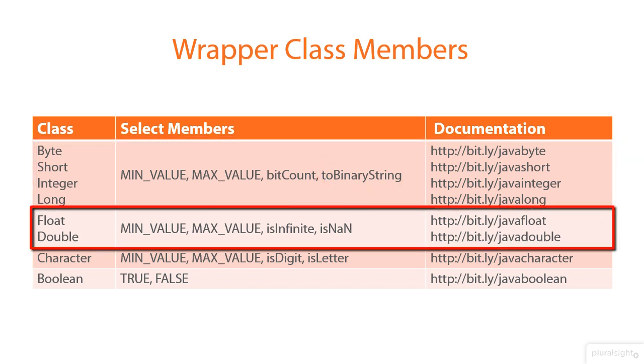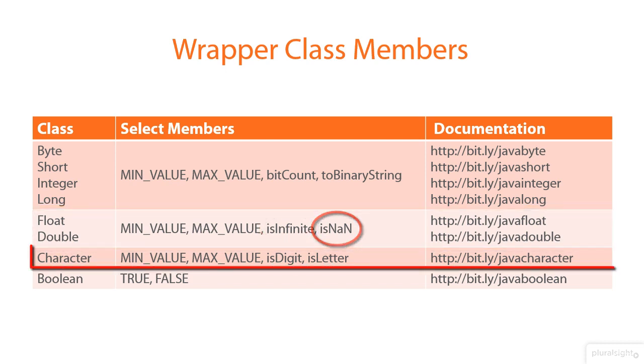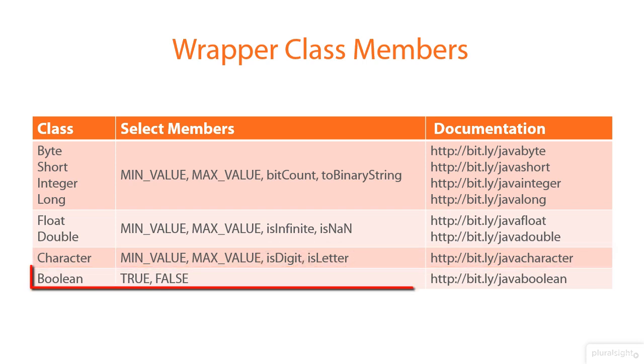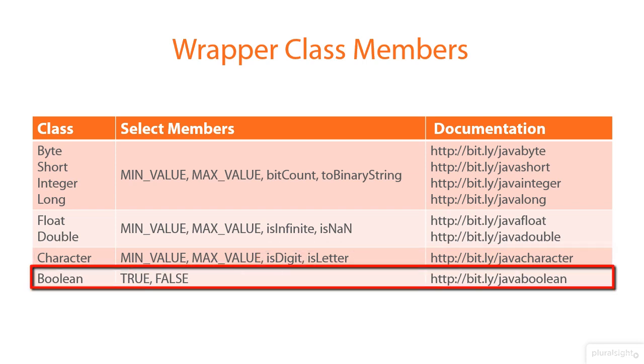On our floating points, we have min value and max value, again for the bottom end range and top end range. But notice it introduces concepts like infinite, or not a number. On character, once again we have a minimum value and a maximum value, but then we also have things like isDigit and isLetter to see what kind of character is inside of a given instance. And then on Boolean, we even have fields for representing a reference to a true instance or a false instance.